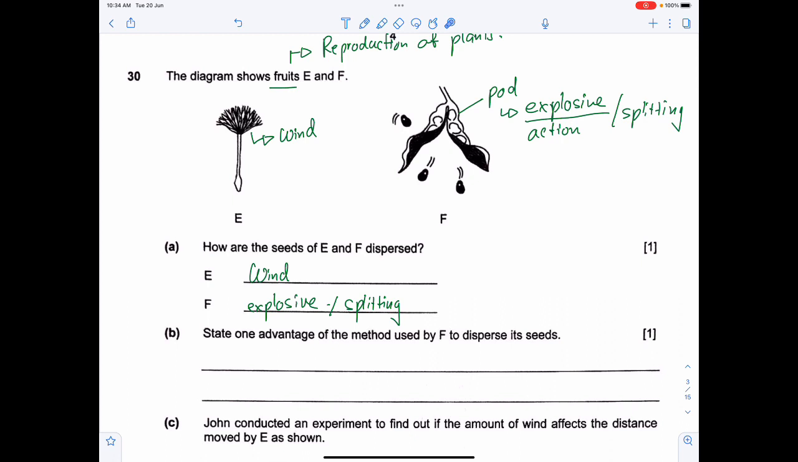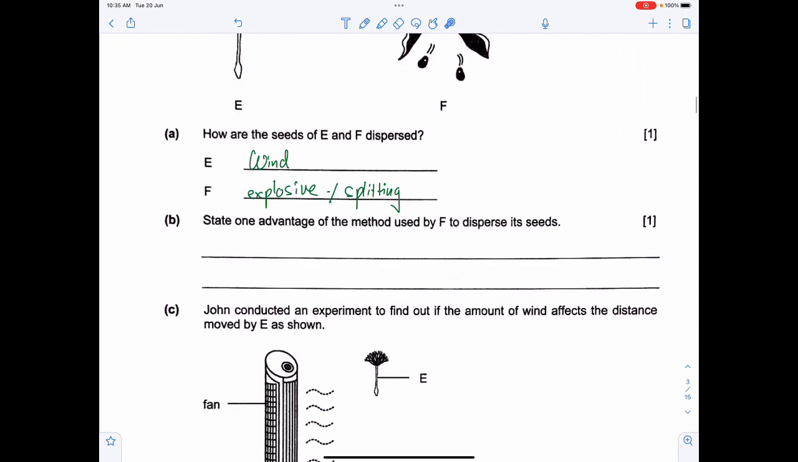So this method that F uses is explosive, right? What are the other methods? It will be by wind, or by animals, or by water, correct? So of these three methods, there is not this, which is not wind, not explosive. What is the difference here? The difference is that the three other methods rely on something. E relies on the wind. If it's a fleshy fruit, it relies on animals, right? But for F, it does not rely on anything for it to actually disperse.